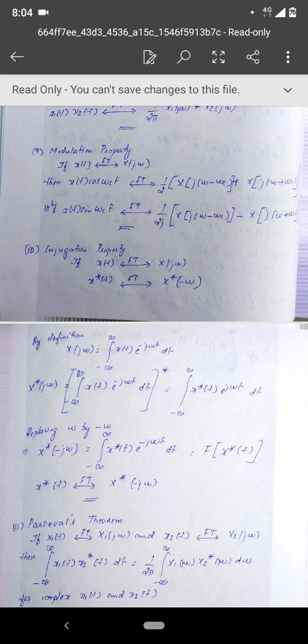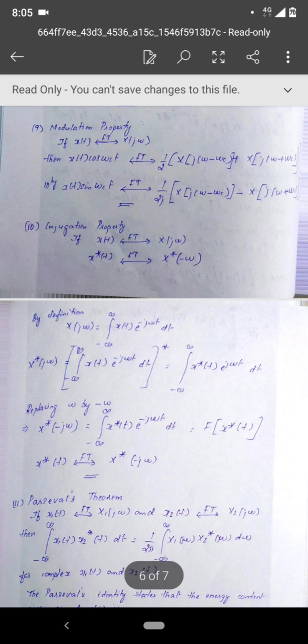So by definition, X(jω), we know what that is, and then we find the conjugate of X(jω). That is nothing but the integration we take inside a square bracket. The whole integration is under conjugation, that is star. Now we take the conjugate inside that square bracket. Then we have the integration from minus infinity to infinity of x star of t, and the conjugate of e raised to minus jωt is nothing but e raised to jωt, dt.